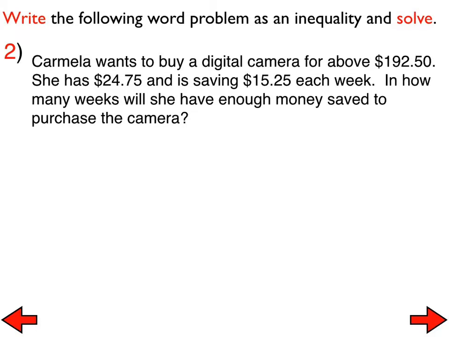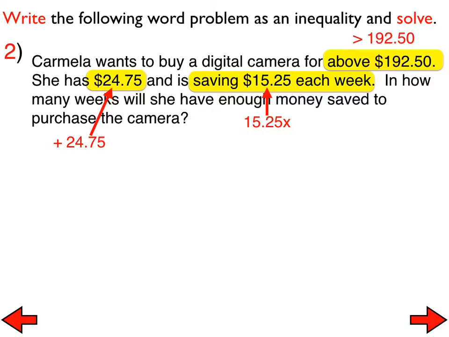The number of weeks is what's changing, and that affects the money she's saving. So 1525 is going to be our x term. So it would be 1525x plus the constant, which is how much money she has now, $24.75, and then above $192.50. How do we write above as an inequality symbol? Greater than. It costs more than $192.50. Go ahead and solve number 2, please.